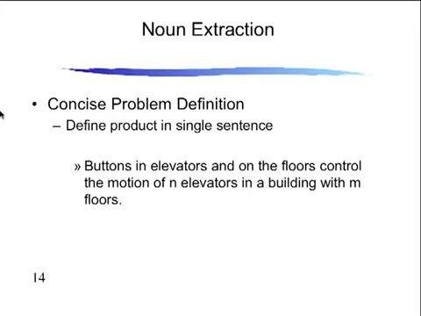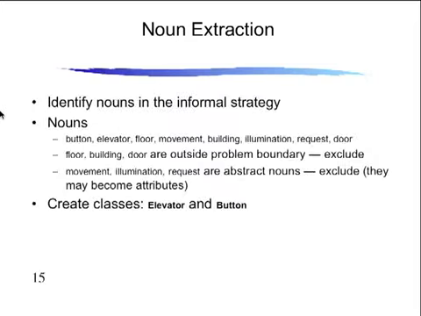And for our elevator control button, one of the sentences in this document says, the buttons in elevators and on the floors control the motion of N elevators in a building with M floors. So we have a number of elevators with many different floors, let's say. And this is how it was worded in our request. I don't know who wrote that, but some scientific-oriented person wrote that. And it's in our requirement spec.